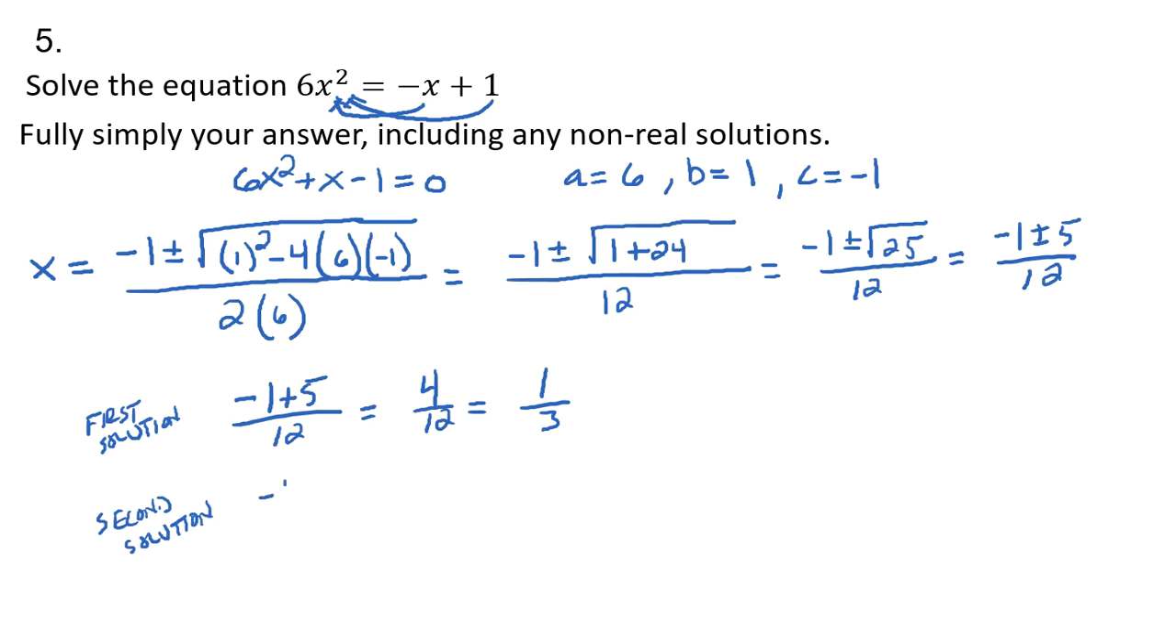We have negative 1 minus 5 divided by 12, so we end up with negative 6 over 12. This reduces to negative 1/2. Okay, so here are our two solutions.